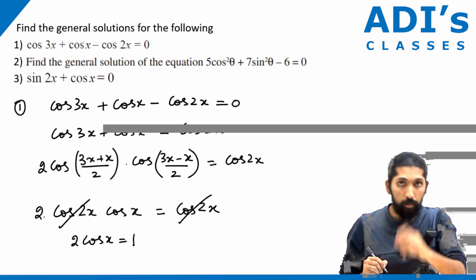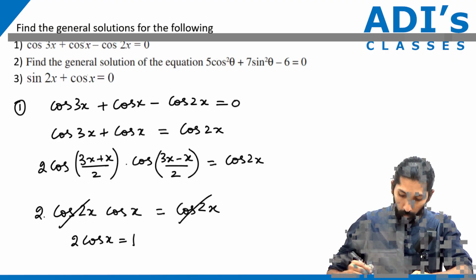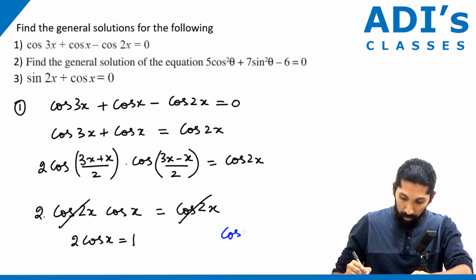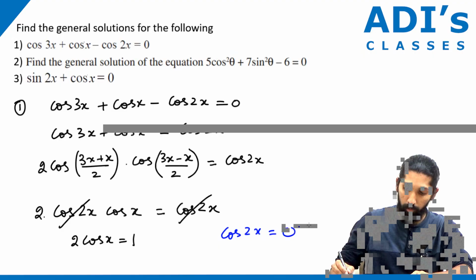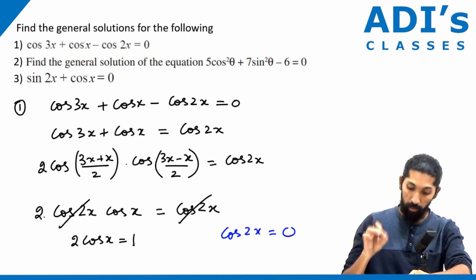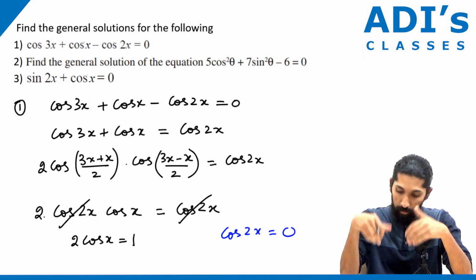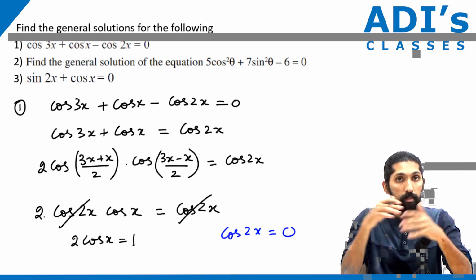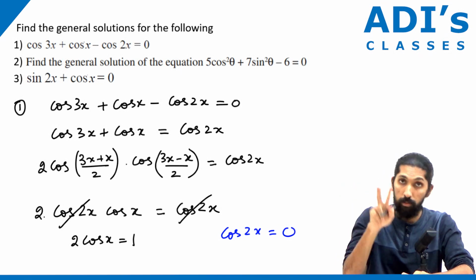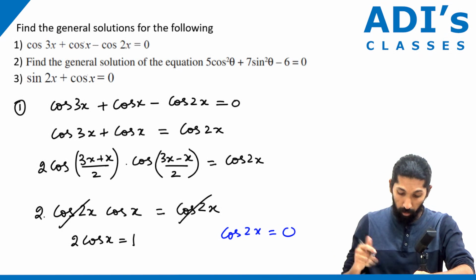Now we have one more solution. One more solution for this one would be cos 2x is equal to 0. So one solution is 2 cos x is equal to 1. Another one would be cos of 2x is equal to 0. Okay, so there are two solutions.